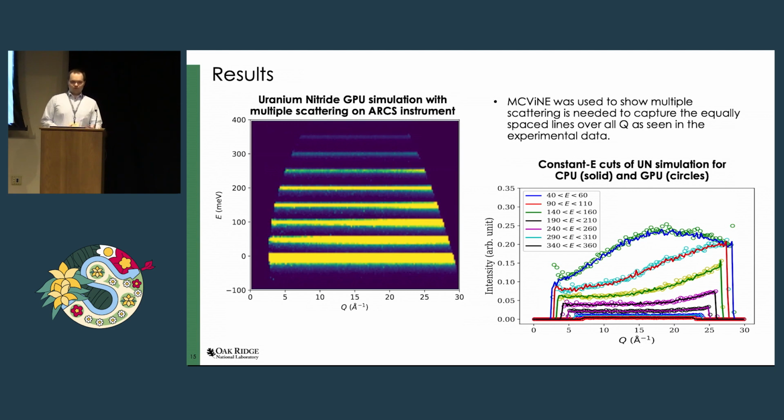So now we're reproducing those results on the GPU, and that's what's plotted here on the left, the GPU results. On the bottom right is the comparison between the CPU and GPU for each energy band. The CPU is the solid line, and the open circles are the GPU results. So this shows that the GPU version provides the same result as the CPU version.